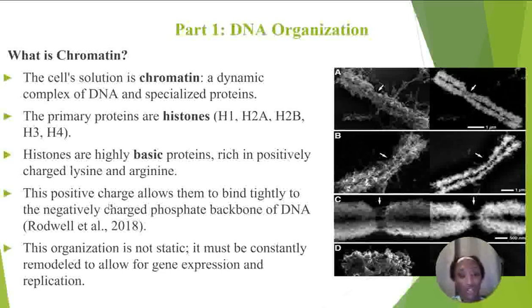So part 1 is all about DNA organization. What is chromatin? Chromatin is the dynamic complex of DNA and specialized proteins. The primary proteins are histones, so H1, H2A, H2B, H3, and H4. Histones are highly basic proteins which are rich in positively charged lysine and arginine. These positive charges allow them to bind tightly to the negatively charged phosphate backbone of DNA. This organization is not static. It must be constantly remodeled to allow for gene expression and replication. And there are images to the right or to the left of the chromatin and the histones.